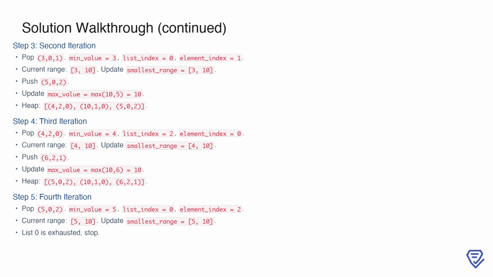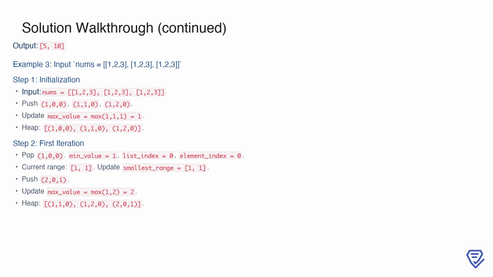The output for this example is [5, 10]. For the final example, we take nums equals [[1, 2, 3], [1, 2, 3], [1, 2, 3]]. We initialize the heap with the first element from each list: (1, 0, 0), (1, 1, 0), and (1, 2, 0). The max_value is calculated as max(1, 1, 1), which equals 1.